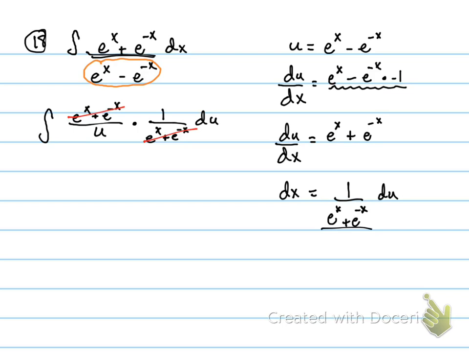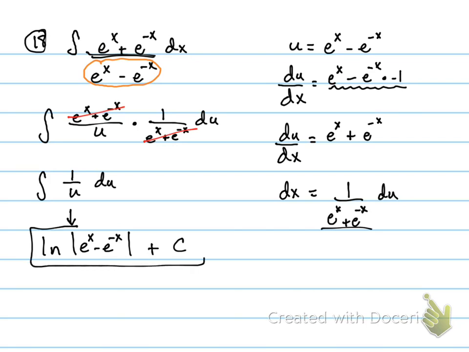So we're just left with the integral of 1 over u du, which turns out to be a very nice and easy thing to take. We know that that's just ln of u plus c, and u was e to the x minus e to the negative x. And so that one would be our final answer there. So really not too bad. You just have to know where to start and where to go from there.